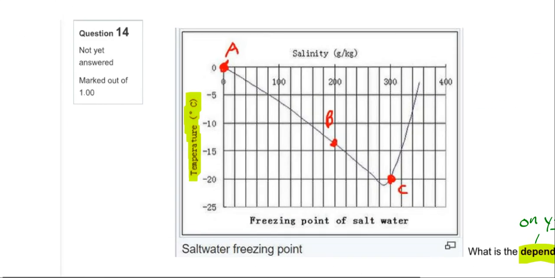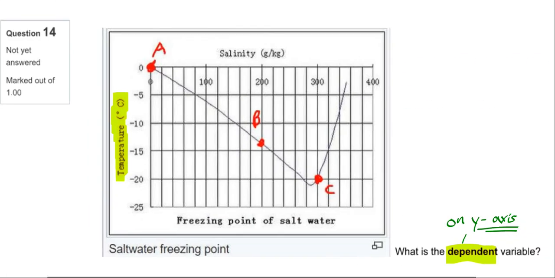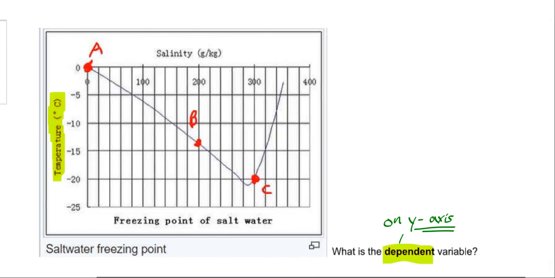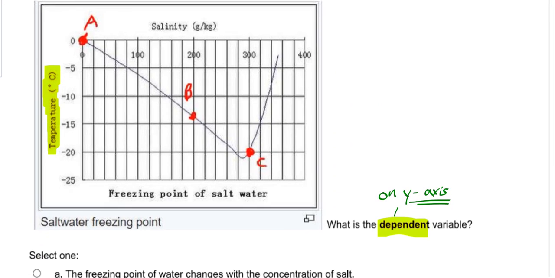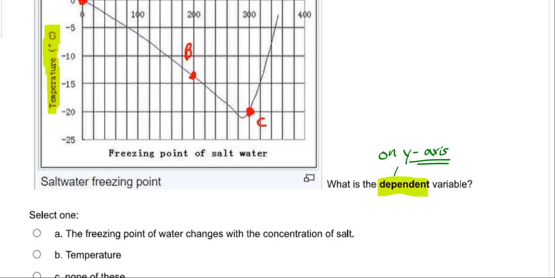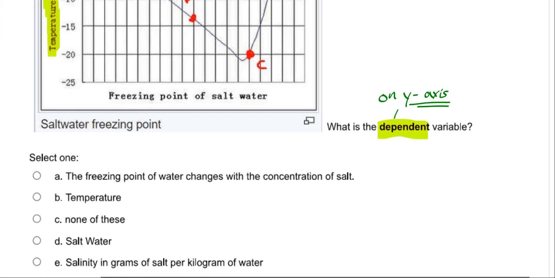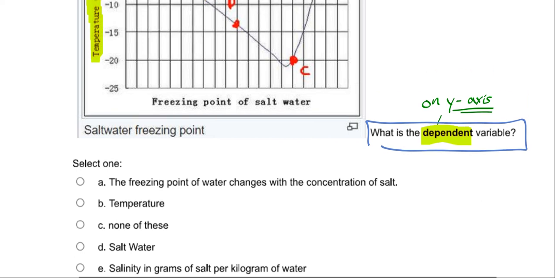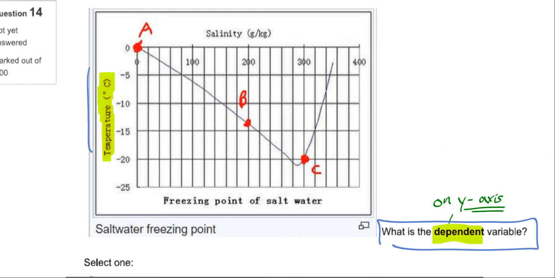We'll do one more page here before I go to the next video. Here we've got another graph, a graph of temperature versus freezing point of salt water. And this asks you questions over here, what is the dependent variable? The dependent variable always shows up on our y-axis, not the x-axis. So we just look at the label of the y-axis. It's temperature. The temperature is what changes.